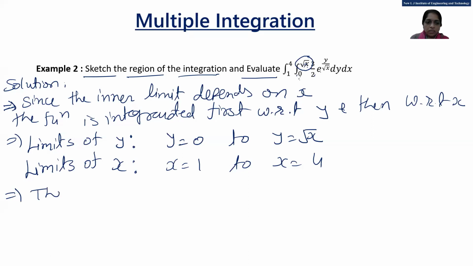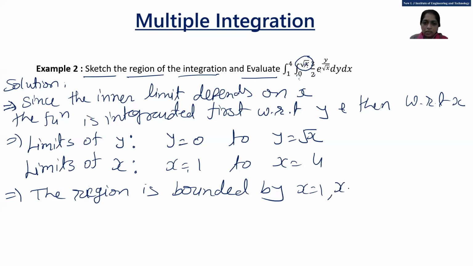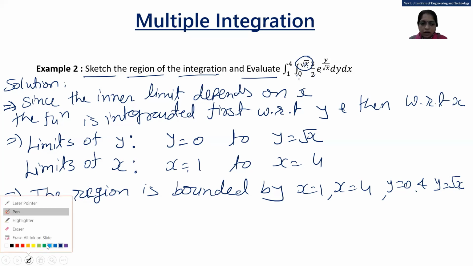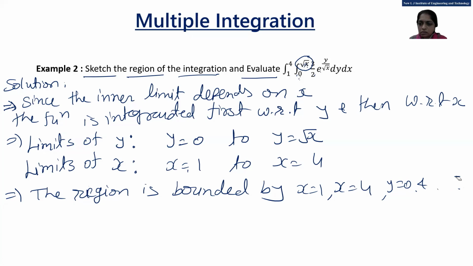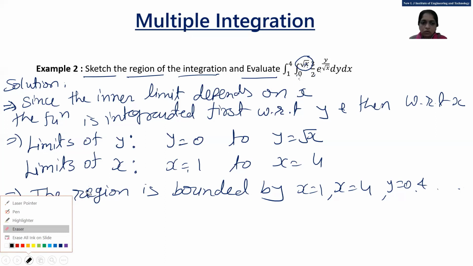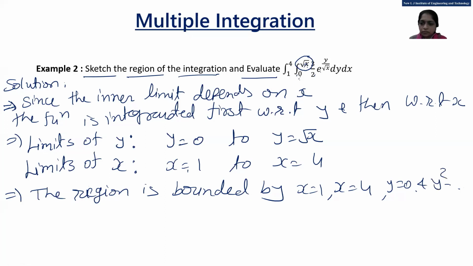Okay, so the region is bounded by x equal to 1, x equal to 4, y equal to 0, and y equal to root x. This y equal to root x I will write as y square equal to x, right? So our region is bounded by these four constraints.